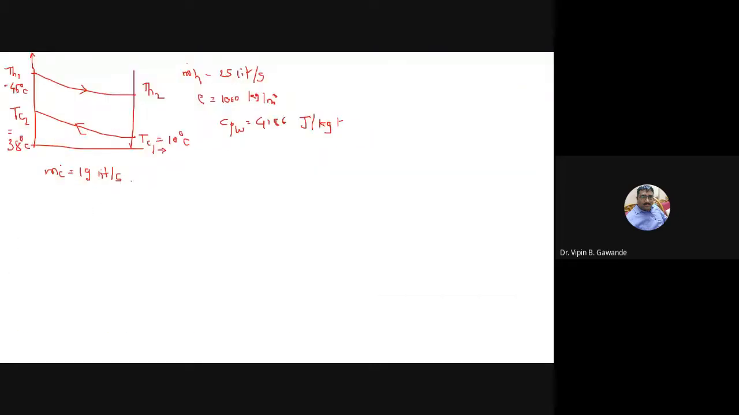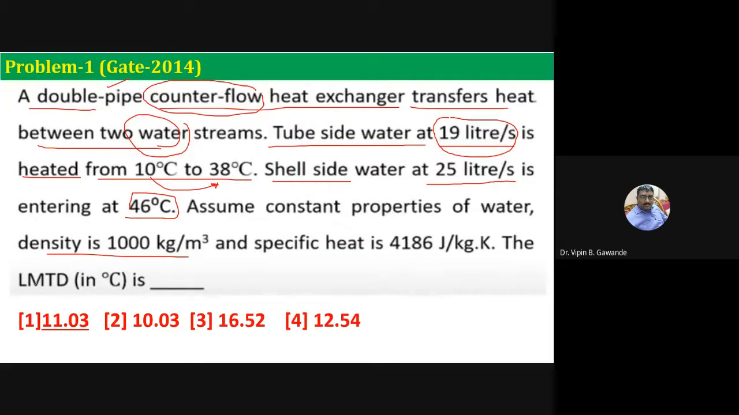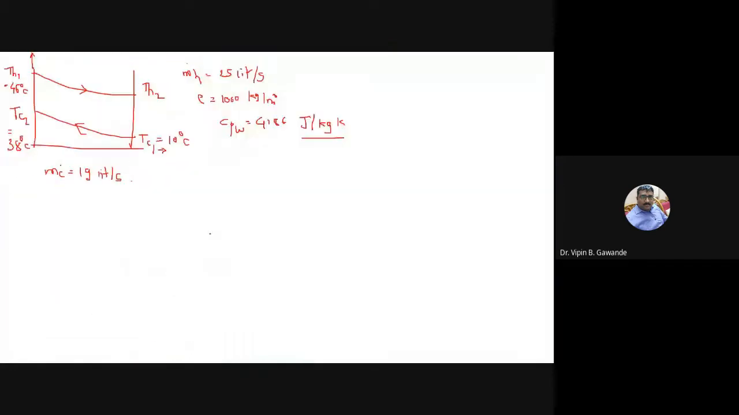Kelvin and degree Celsius don't make a difference here, because all are temperature differences that you could take. If it is a single temperature, always take the temperature in Kelvin. Now we have to calculate the LMTD in degree Celsius, that is, theta M. So this is the problem given to us, and we have to calculate the value of theta M. I hope you understand.